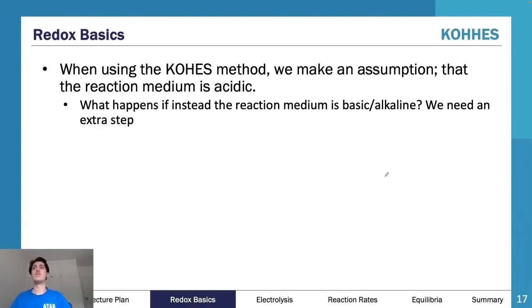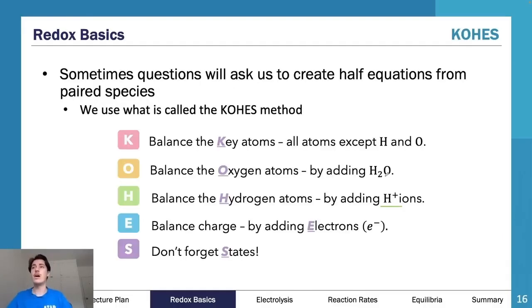So your COES method is really useful. The only issue with your COES method is that we make an assumption that the medium is acidic. Now, I want you to think, why do I assume using this method that the medium is acidic? Well, it's this step here. This step here assumes acidity. Why? Because H plus ions are acidic. They're just naturally very, very acidic.